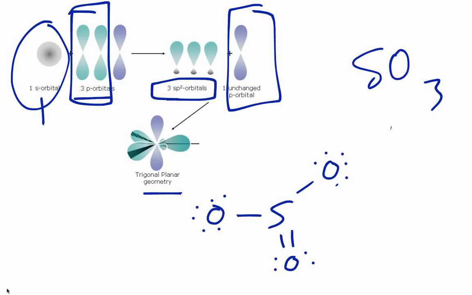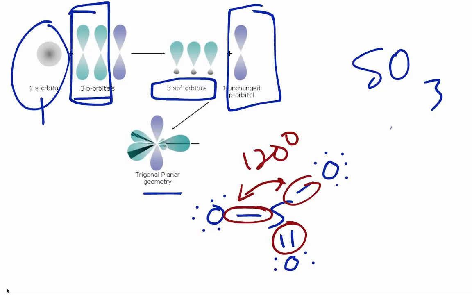So SO3 has a classic trigonal planar geometry. It has 3 bonds, 3 negative charge centers, and these repel each other, giving us this 120-degree bond angle. Anytime we have that trigonal planar geometry, we say it is sp2 hybridized, with 1 s and 2 p orbitals involved in the hybridization.